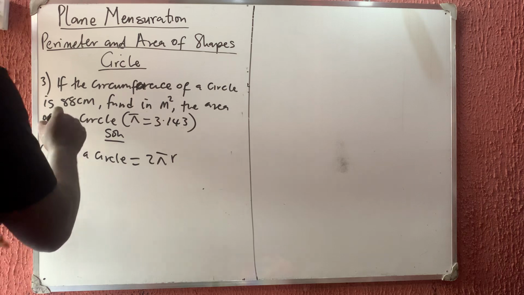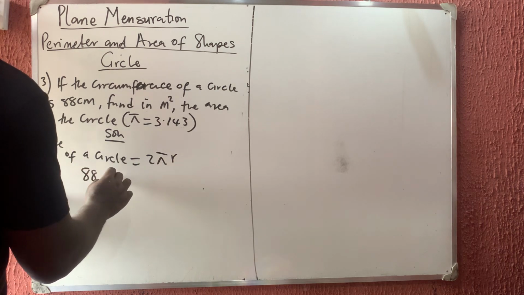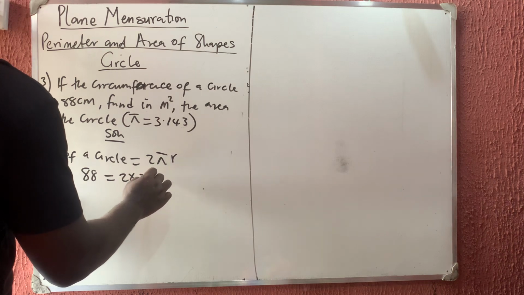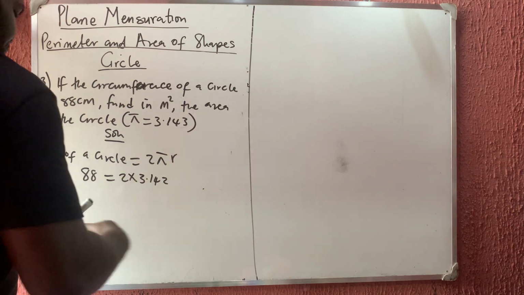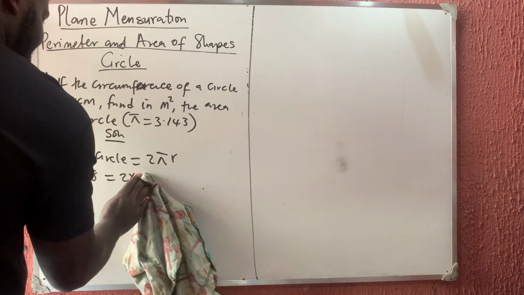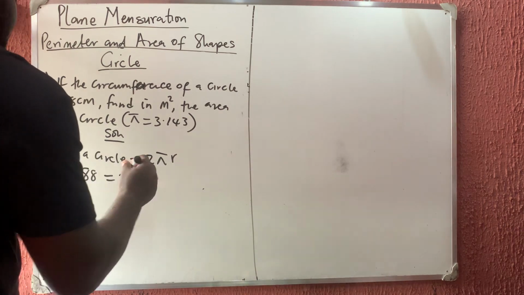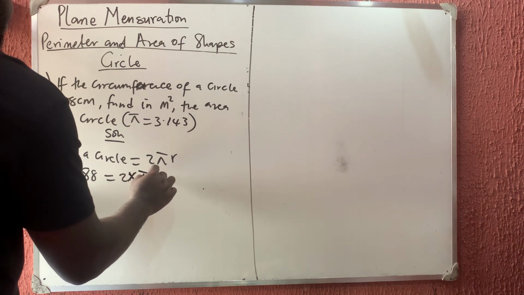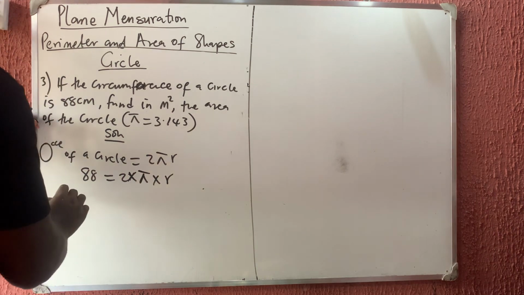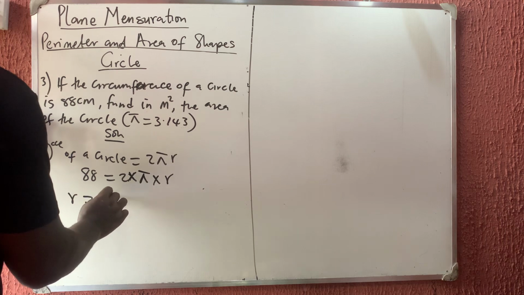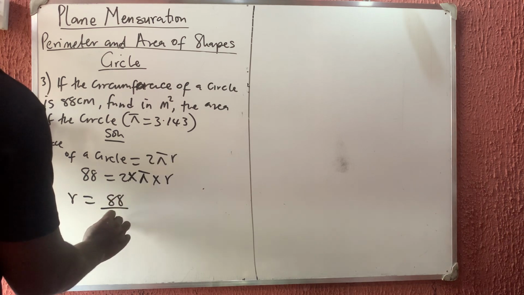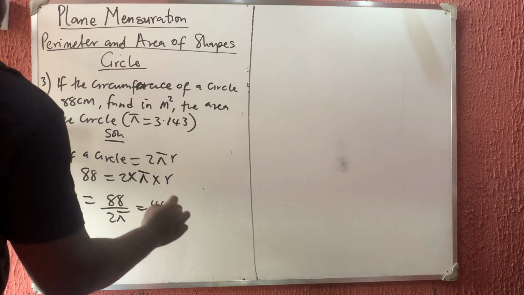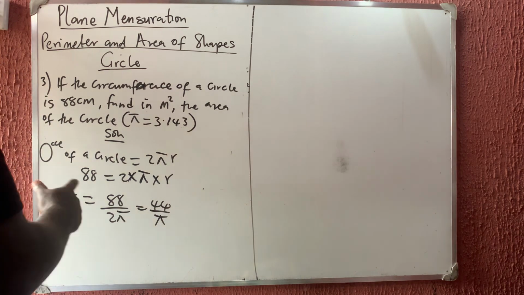So they gave us circumference as 88, which is equal to 2 times pi, I just want to put pi, times my r. Therefore, my r is going to be 88 divided by 2 pi, which is 44 over pi. So that is my r.